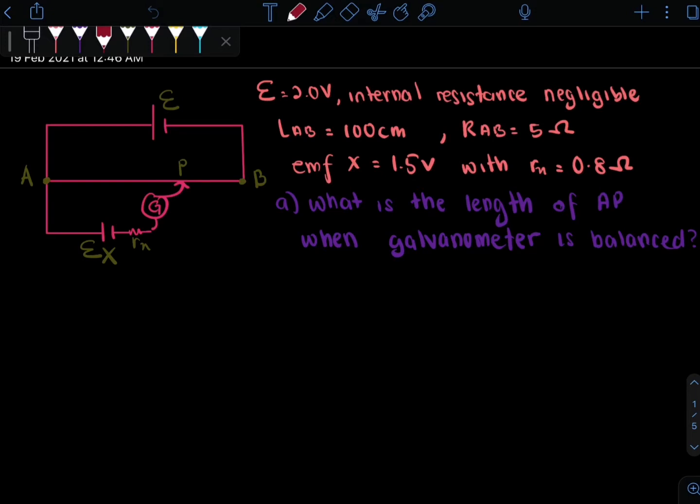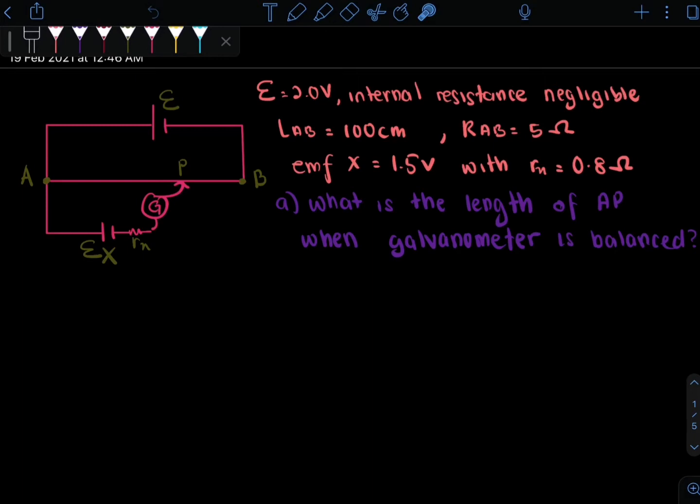Okay, ini antara soalan yang paling basic where you are given EMF of 2 volt, internal resistance is negligible, and then given to you the length of the potential wire of 100 cm and the resistance across potential wire is 5 ohm. So this is your potential wire. So panjang ni, length dia adalah 100 cm and the resistance is 5 ohm. And then the EMF X here is 1.5 volt with an internal resistance of 0.8 ohm.